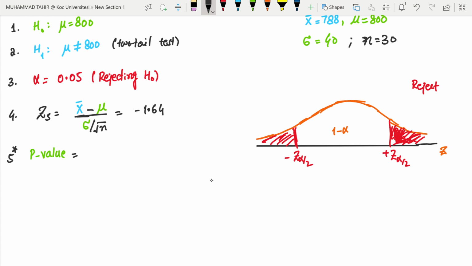In a right tail test we take the right probability, in a left tail test the left one, and in a two-tail test both. So the probability of what? Of the random variable. This one on the left is the probability of less than z sample. But it is a two-tail test, so what will the other probability be? The probability of the random variable being greater than z sample. And remember that the probability of z less than z sample is minus 1.64.